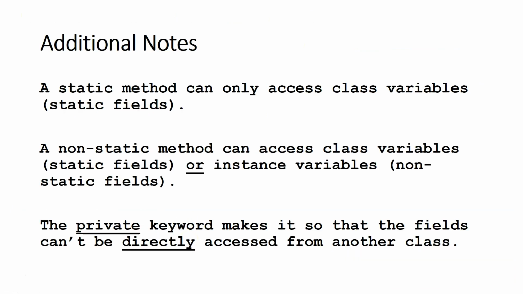So additional notes. A static method can only access class variables. A non-static method can access class variables or instance variables. And you notice we had the private keyword on our fields. What that does is make it so the fields can't directly be accessed by other classes. That helps us prevent bugs.